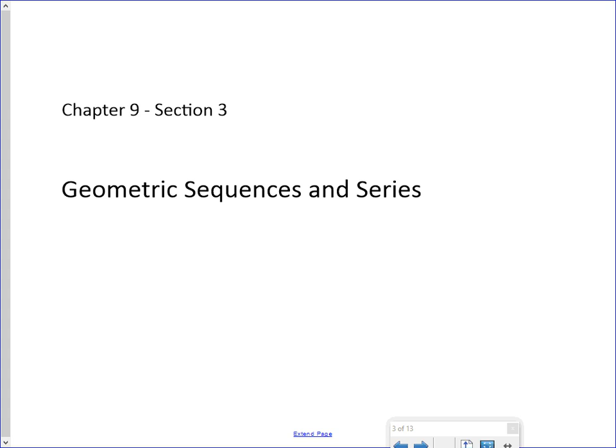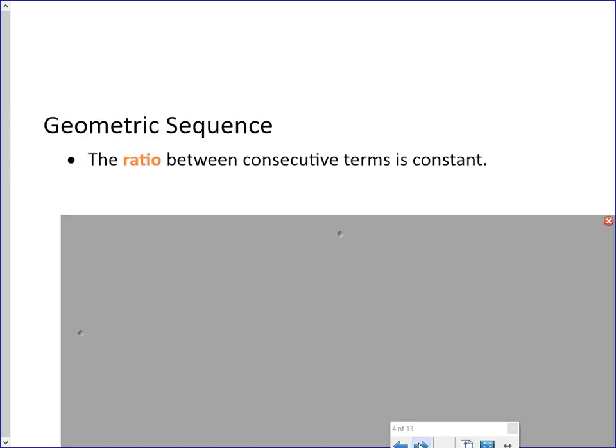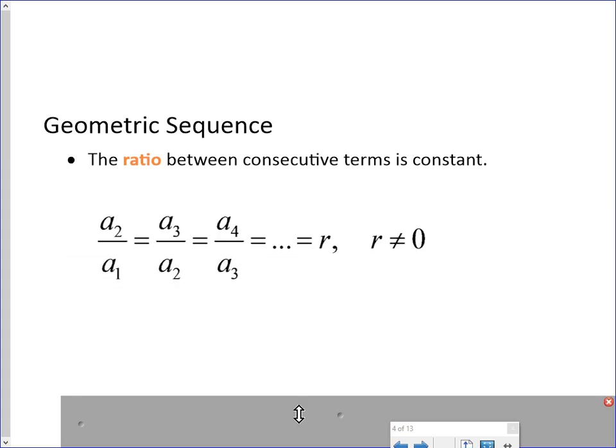So, geometric sequences and series, very similar to yesterday with arithmetic. They're all going to follow the same kind of pattern. And the pattern that we're going to see here is that we have a common ratio between our consecutive terms. So it says the ratio between consecutive terms is constant. I have below that written out in subscript notation.